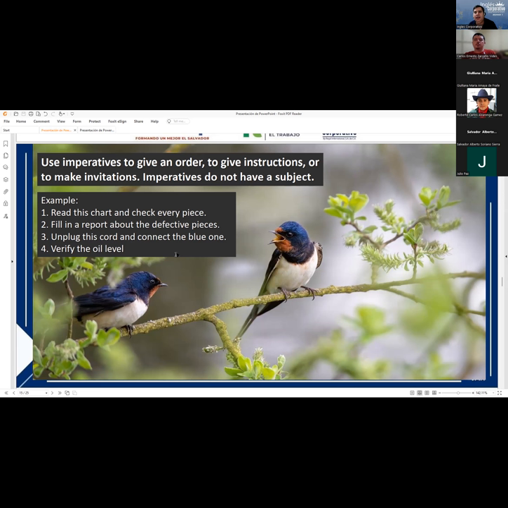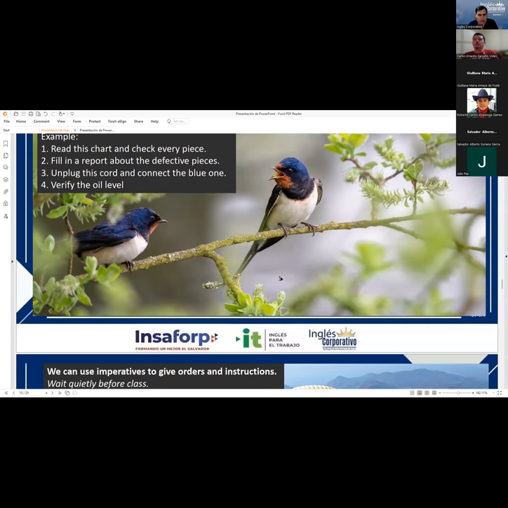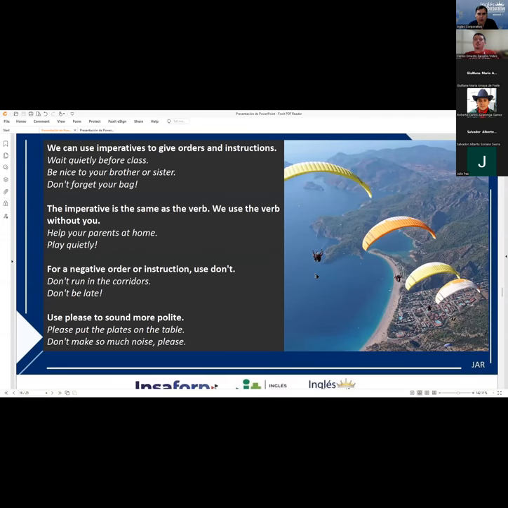Verify the oil level. In the cars, there is a device to verify. Just pull it out. I don't remember. La bayoneta. Yes, la bayoneta. In English, I think it's called shaft, something like that, but I'm not so sure. It's like the oil shaft or something like that. Okay, excellent. Now, more examples.